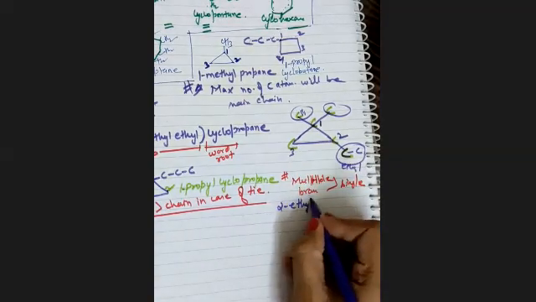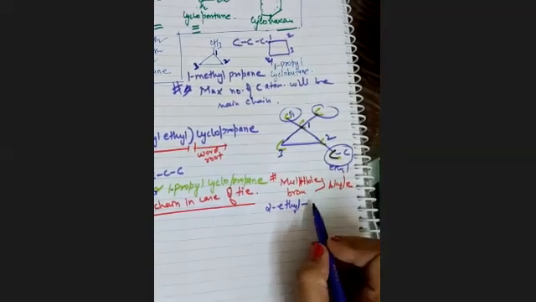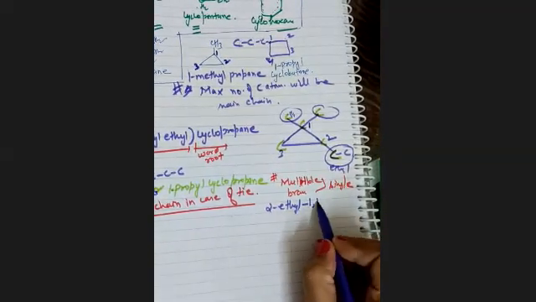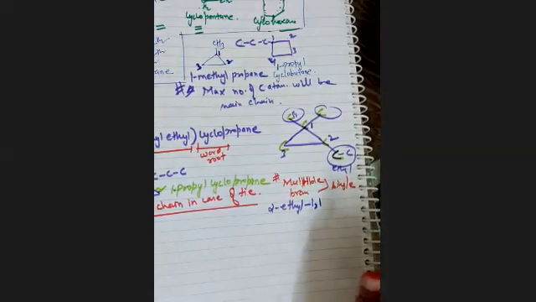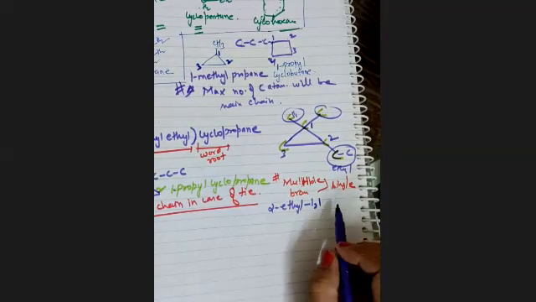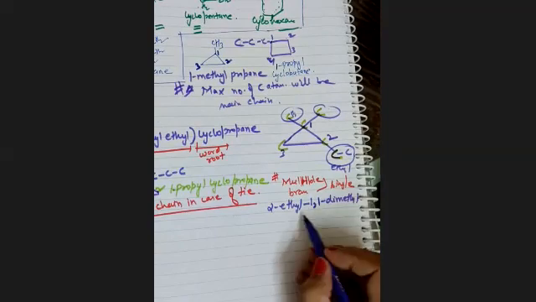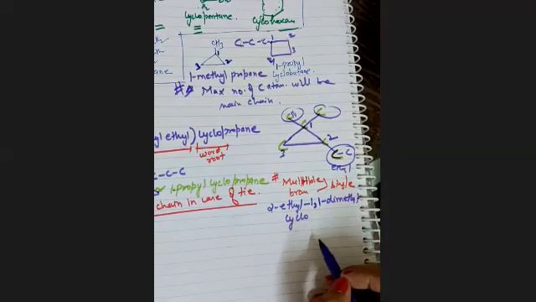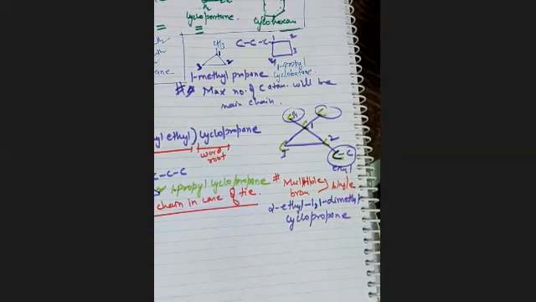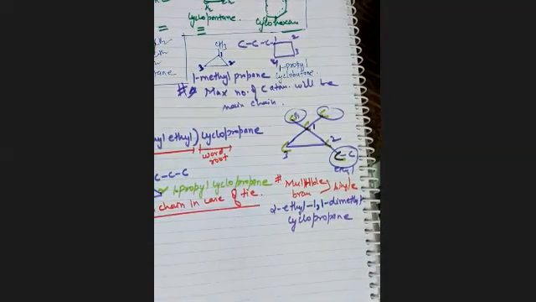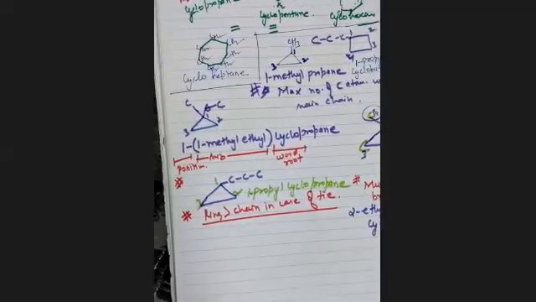So the nomenclature will be 2-ethyl, dash, because I'm going to write a number here. 1, 1. Whenever you have multiple numbers, you write a comma between the numbers. Dimethyl cyclopropane. I'm just repeating your previous rules again and again, so that things become clear to you all.